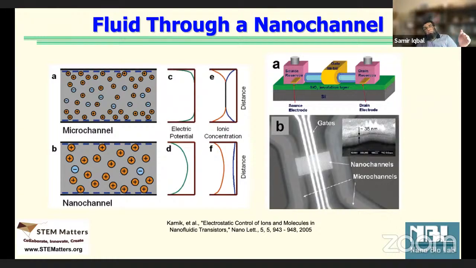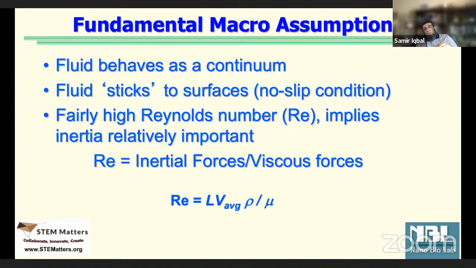So which means that when we go down, many of the macro assumptions break down. Like we take the fluid as a continuum at large scale, which means we take it to be one homogeneous entity. We also use the concept that the fluid sticks to the surface, so there is no slip. So there is resistance at the surface. It doesn't slip. We also use something called Reynolds number.